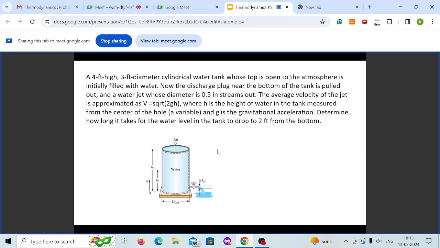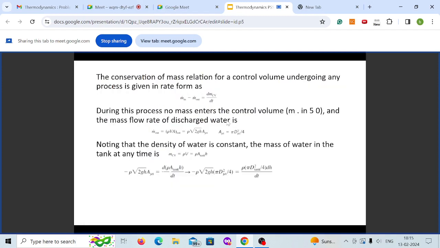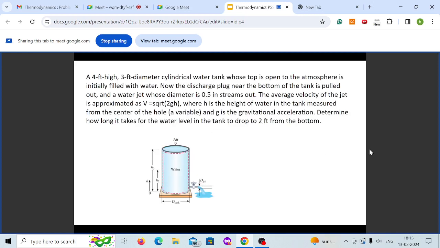So this is a mass balance problem. We'll see how to solve this. Initially the conservation of mass relation for a control volume will be m dot in minus m dot out equal to d m_cv by dt. In this case, there is no mass coming in, so the water is filled already in the tank. You are just opening the tap to let the water go. So there is no inlet water coming in, but there is an outlet water, and the mass inside the system, the control volume, is the tank.